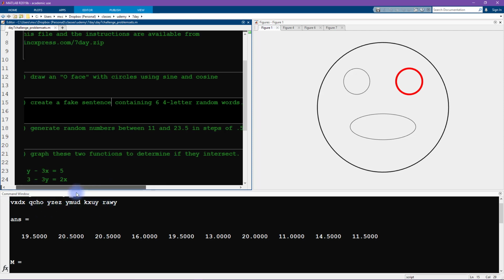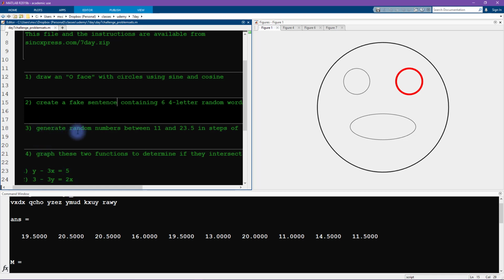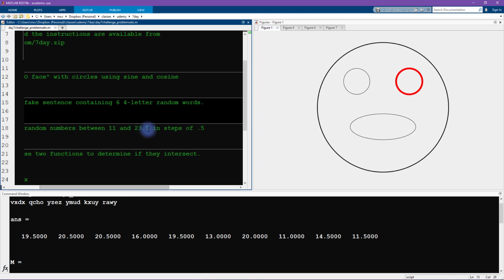So exercise 3 is to generate random numbers between 11 and 23.5 in steps of 0.5. Now you can pick how many numbers from this population you want to generate, but the idea is that you can only spit out numbers that are between 11 and 23.5 in steps of 0.5. So here you see an example, and all these numbers are in steps of 0.5.